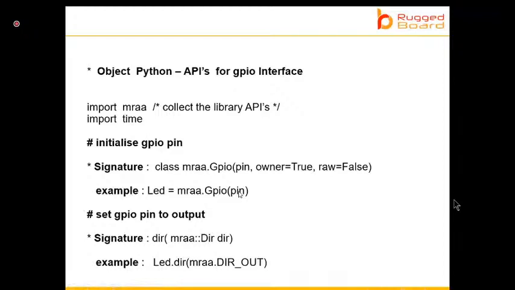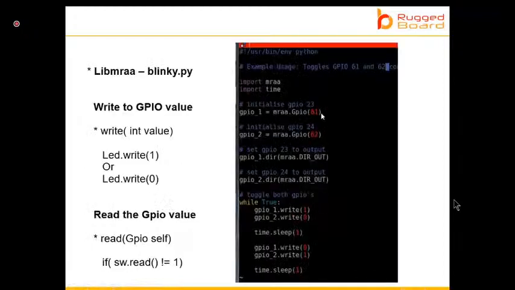I'm not jumping into the code part now. Here you can see the GPIO pin number is 61, which is connected to our LED. There are 2 LEDs on the Rugged Board, which we have configured. This 61 and 62 are the MRA GPIO numbers, corresponding to GPIO 23 and GPIO 24.